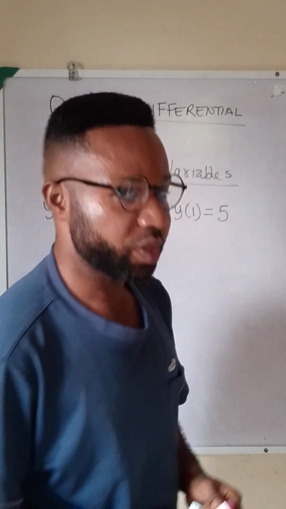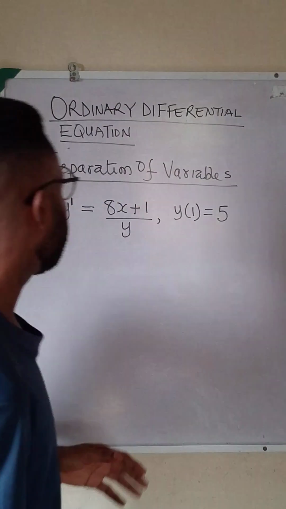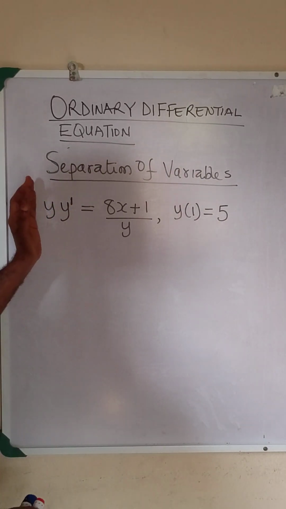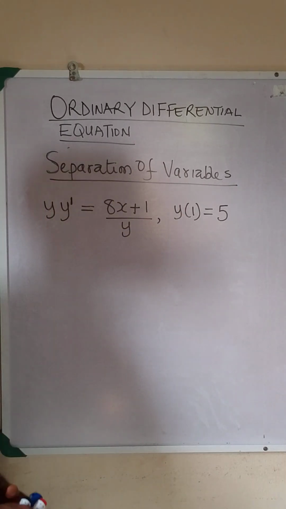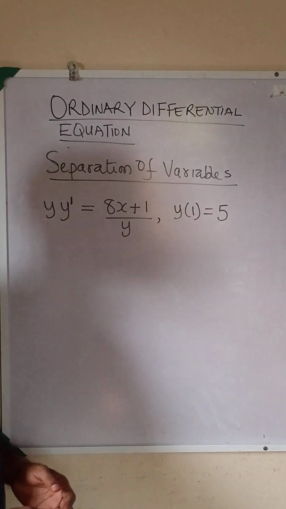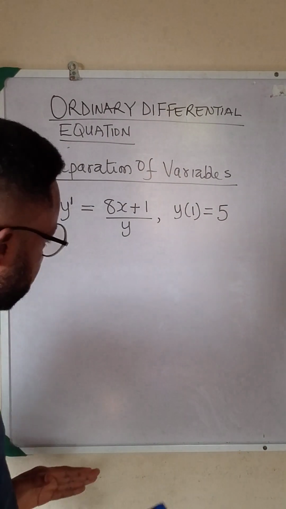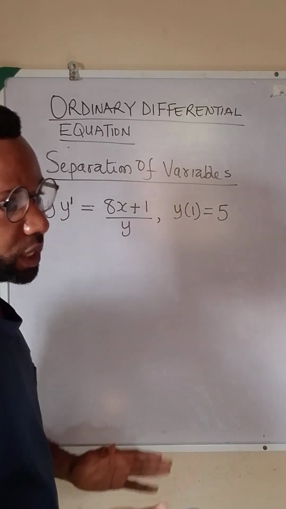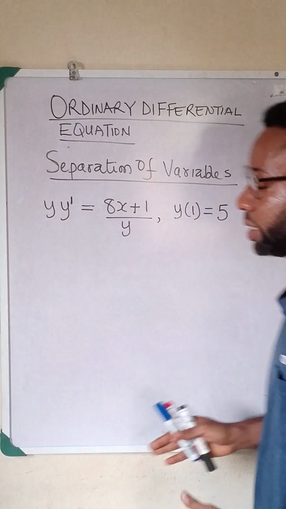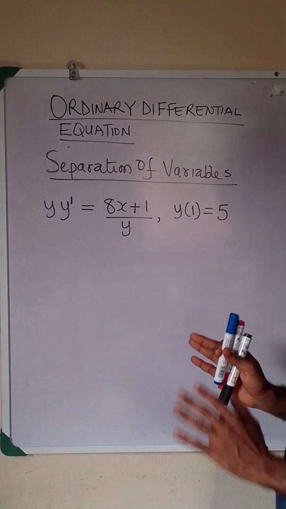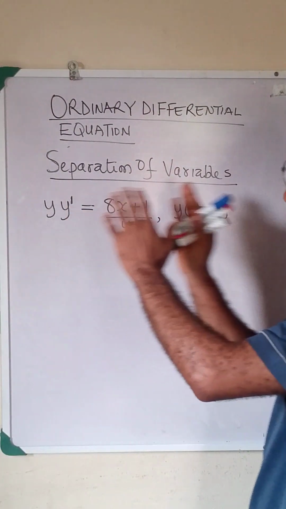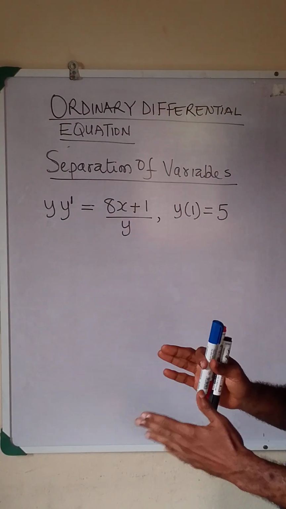Alright, hello viewers. We are going to consider another method of approaching ordinary differential equations, and this method is separation of variables. Okay, separation of variables. You apply separation of variables when you are able to separate x from y. What that means is you're able to take x to one side and take y to one side conveniently without having x mixed with y or y mixed with x. That is what it means to separate the variables.